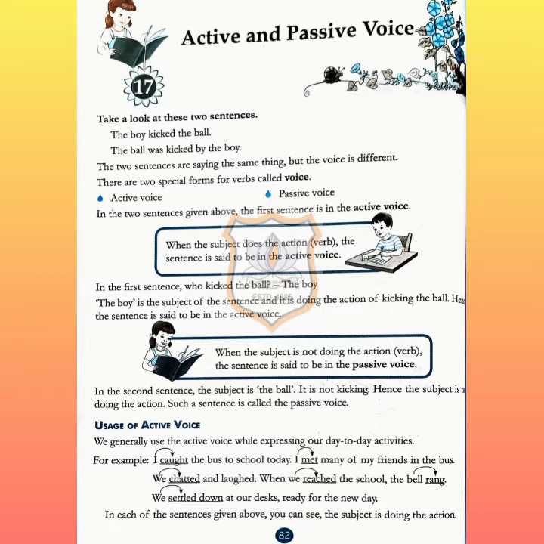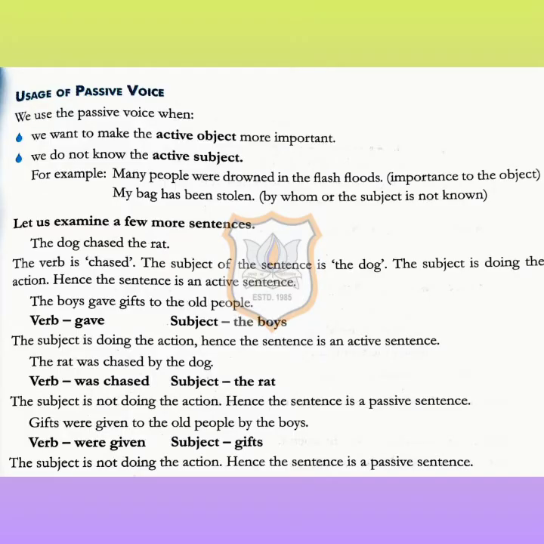So next is usage of passive voice. We use the passive voice when we want to make the active object more important, or when we do not know the active subject. So in these two cases we use passive voice. The first one is we want to make the active object more important, and the second is we do not know the subject, right?